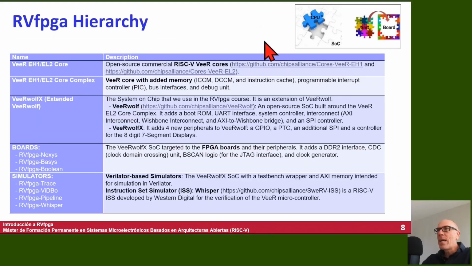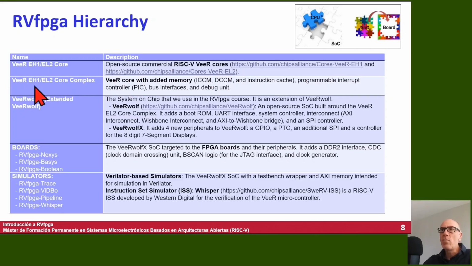Looking at the typical SoC hierarchy with a CPU and surrounding elements that can run on a board, we can see the different levels of the RVfpga hierarchy. At the lowest level, the core, we have the VeeR EH1 and EL2, an open source core initially developed by Western Digital, now hosted on the Chips Alliance website. Here are the links for EH1 and EL2.